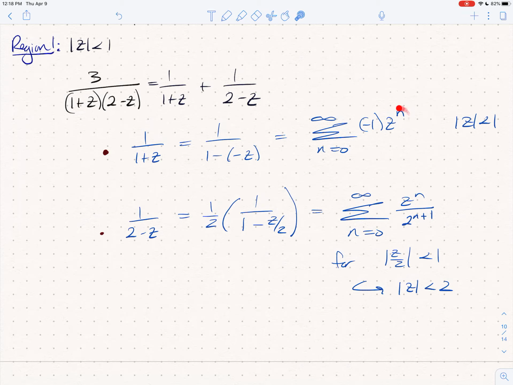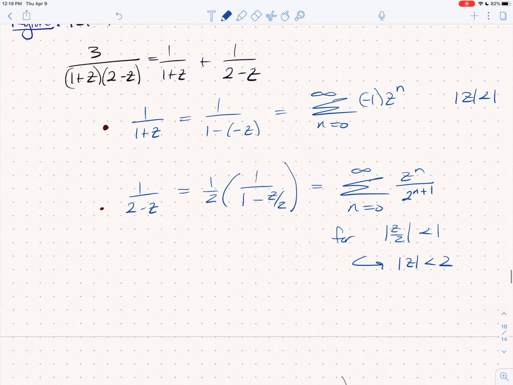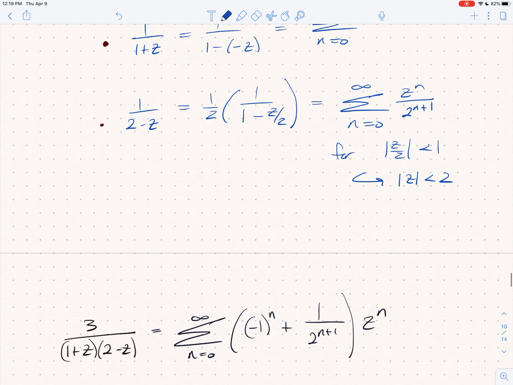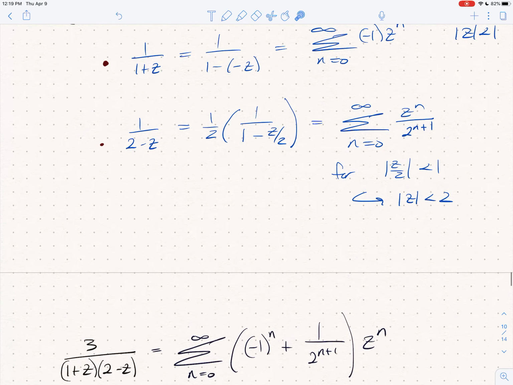Notice that this is positive powers of z and this is positive powers of z, and the function that I want is this one plus this one. So I've got to add these two series, and since they're both positive powers of z, I can combine them and get a single Taylor series here. And so here it is. I've actually already written it to save time.